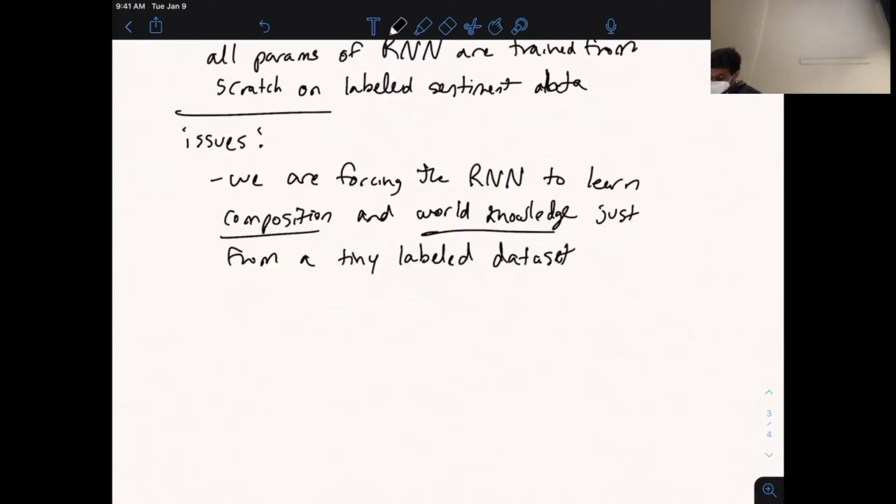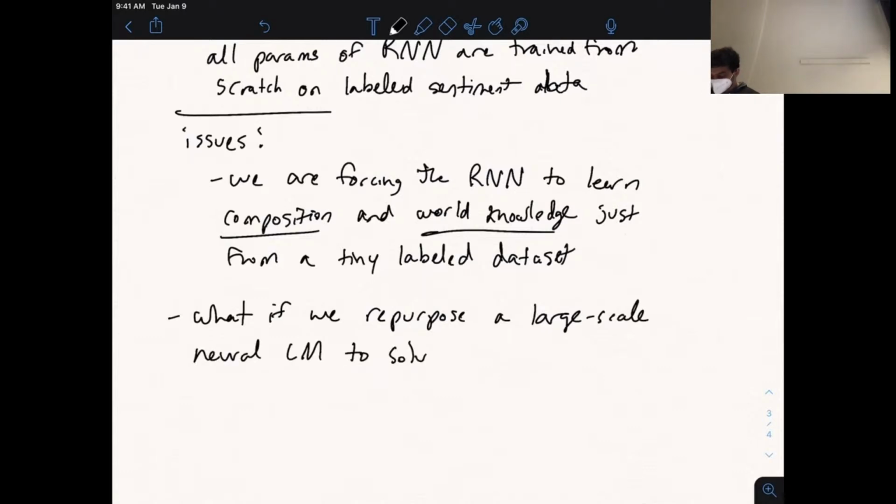So the intuition behind using language models for transfer learning is essentially, what if we repurpose a large-scale neural LM to solve this task? If we are able to do this, now our model is not learning all this information just from sentiment data, just from movie reviews.